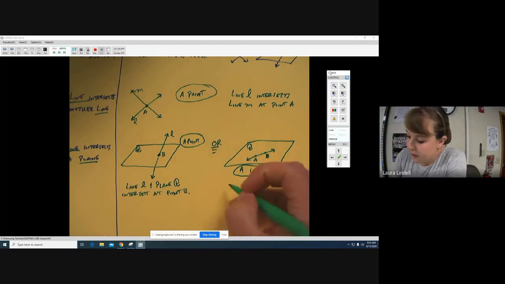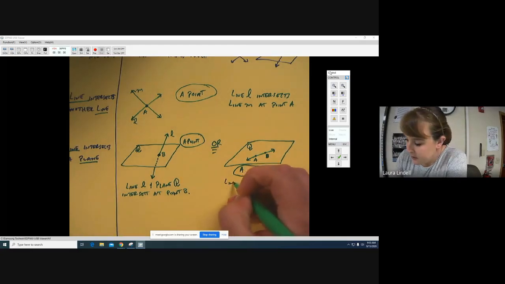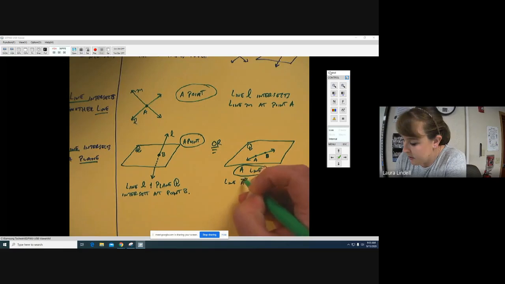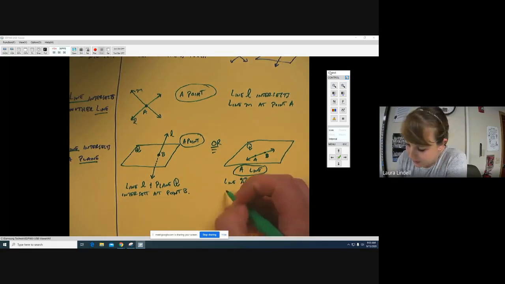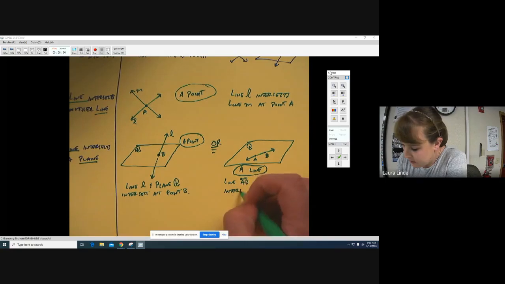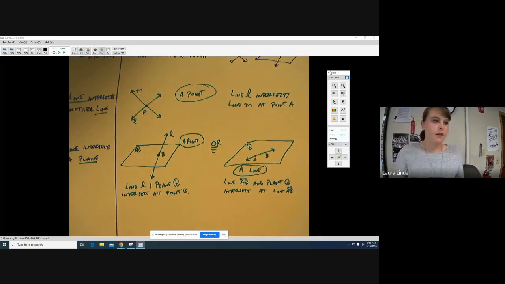Okay. So we could say for this one, line AB and plane Q, and you don't really need to say line again, but anyway, line AB and plane Q intersect at line AB. Okay.